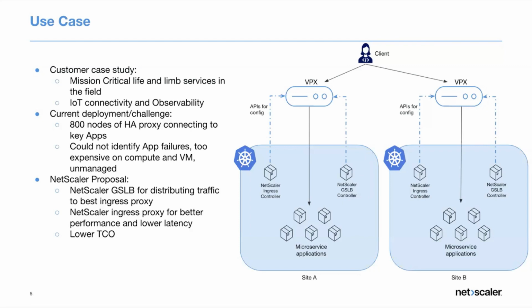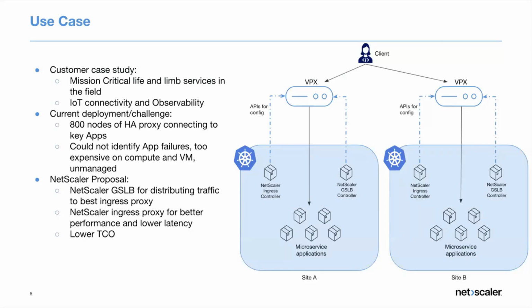Let me start from the topology point of view on the right-hand side. As you see, there are two Kubernetes clusters. One Kubernetes cluster is deployed inside A, and another Kubernetes cluster is deployed inside B. There are a couple of applications. This application can be the same, this application can be different. You can see there is a Netscaler GSLB controller deployed inside the Kubernetes cluster, which will configure the VPX. In this topology, you will see that this VPX is the same appliance which will do the GSLB, and then it will do the ingress proxy job as well.